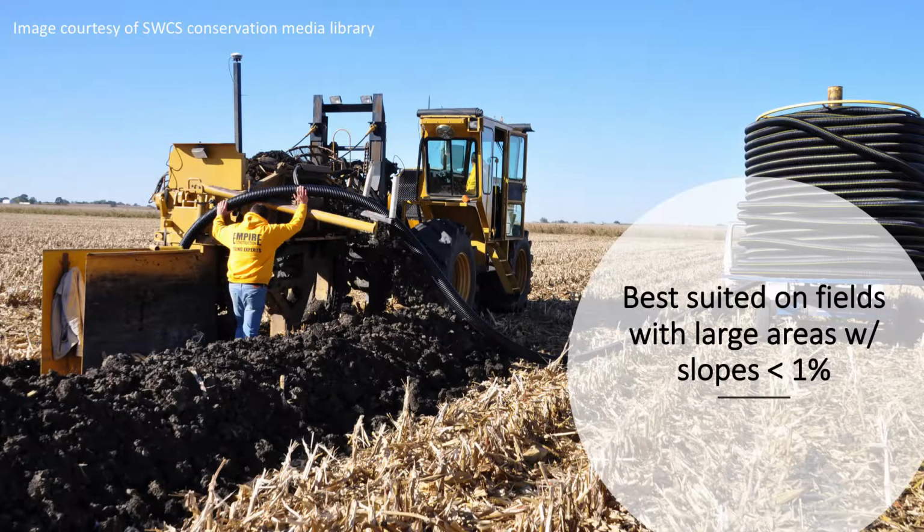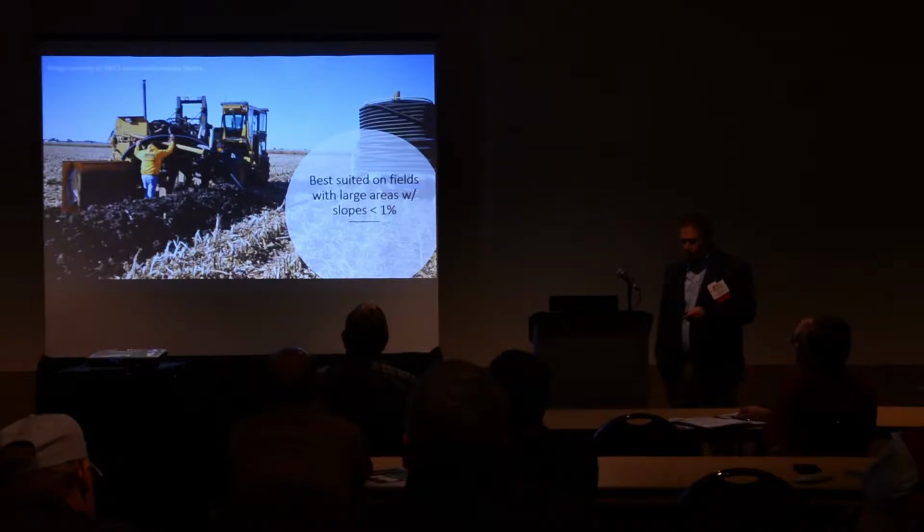The big thing with drainage water management is it's very site-specific, so it's better suited on field areas with slopes of less than 1%. 0.5% is probably even better. That doesn't mean the whole field. If you have an 80-acre field, it doesn't mean that whole 80 acres has to be within that window. But if you have management zones at least 10 to 20 acres in size that meet that flat requirement, that's probably where they would be best suited.